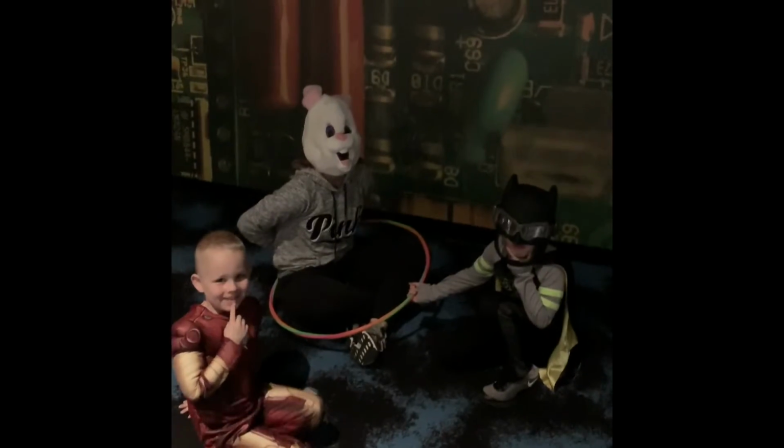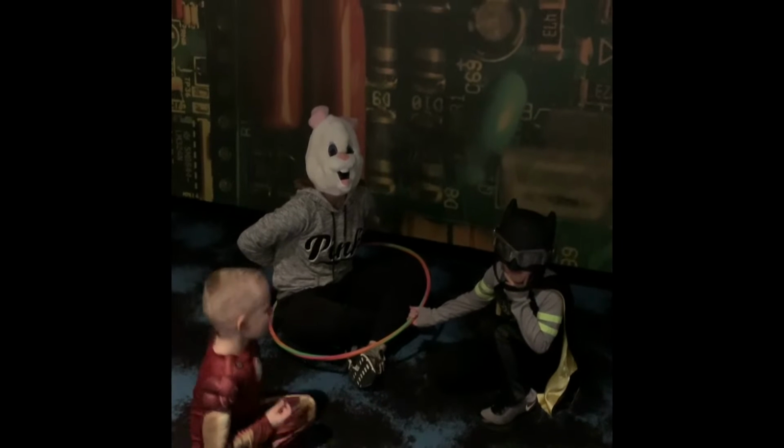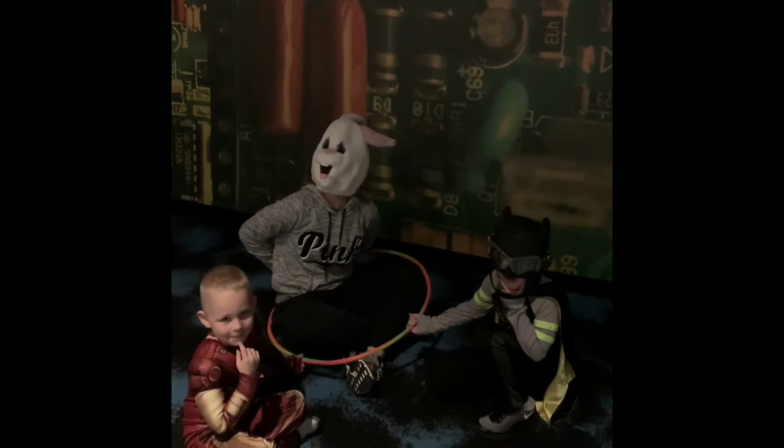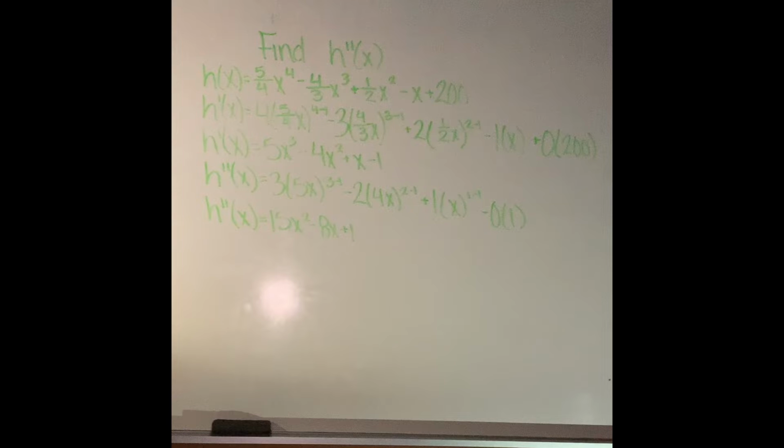Looks like we're gonna have to use yet another calculus problem. For this problem, we're going to find h double prime of x. H of x equals 5/4 x to the 4th minus 4/3 x cubed plus 1/2 x squared minus x plus 200.